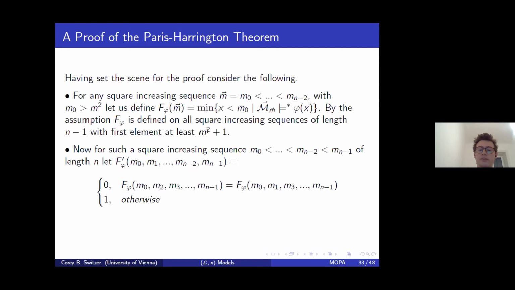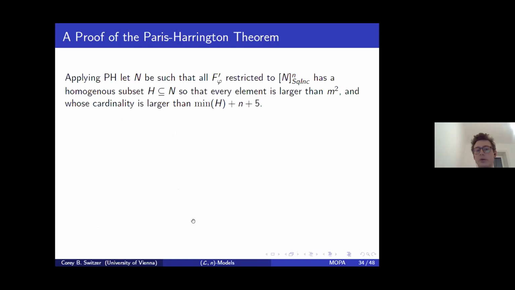And now my coloring is going to be on n tuples, f prime of phi, and we're going to color a square increasing n tuple above little m. We're going to color it 0 if, when I fix m0, but swap out m1 or m2, I get the same least x, and I'm going to color it 1 otherwise. All right, and that's a 2 coloring on these square increasing n tuples.